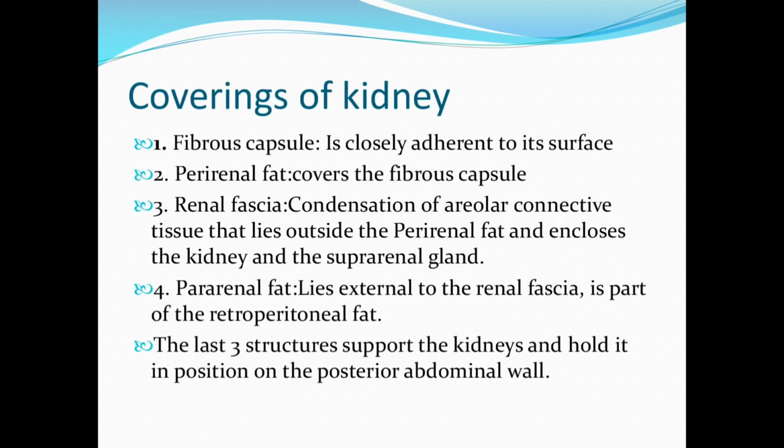So then, moving on to the coverings of the kidney. The kidney is covered by the following structures: a fibrous capsule, perirenal fat, renal fascia, and pararenal fat. Each has a separate role. The last three structures support the kidney and hold it in position on the posterior abdominal wall: that is, the perirenal fat, renal fascia, and the pararenal fat.